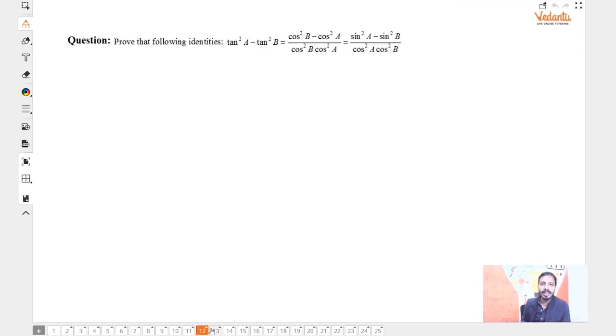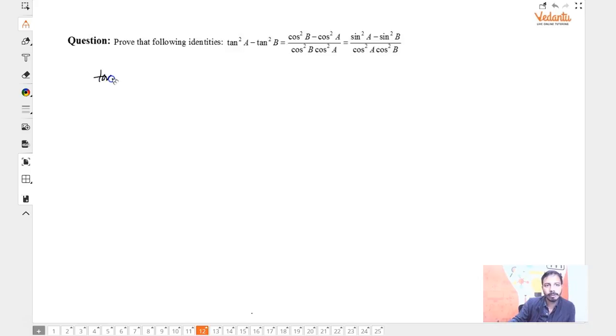Now this says prove that tan square A minus tan square B is something. So here you need to find this in terms of cos square and again in terms of sine square. So what will you do, guys? See this. Try to prove this one first, this part. Let me know when it's done. Done, guys? Okay, I'm getting quick response.